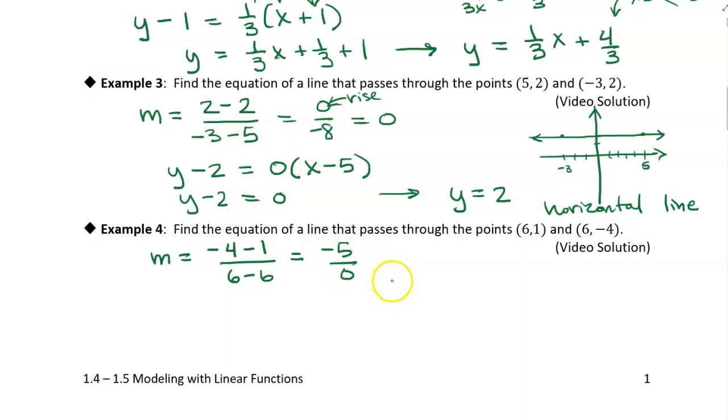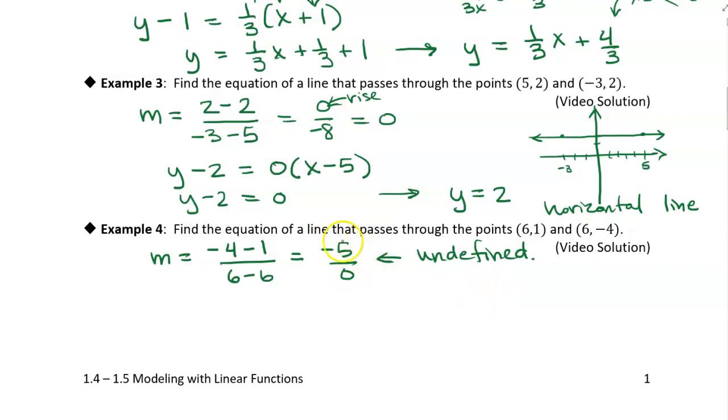All right, so we end up with -5 over 0. All right, that's a problem. We cannot divide by 0. No, no, no, no, no. You cannot divide by 0. This slope is undefined. Okay, so we cannot divide by 0. So that's a problem. We can't use the formula, right? We can't use the point slope formula for the line because there's no slope.